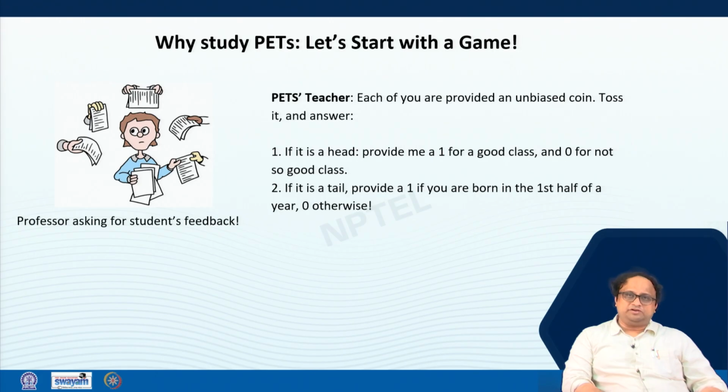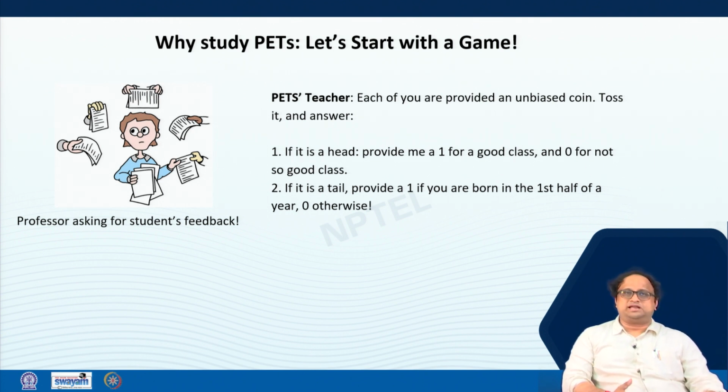In this context, if it is a head, you provide me a response to the question, which was whether my class was good or not so good. On the other hand, if it is a tail, then you provide me a 1 if you are born in the first half of the year and 0 otherwise. So you see that this is an answer that you are giving which is completely unrelated to the question.